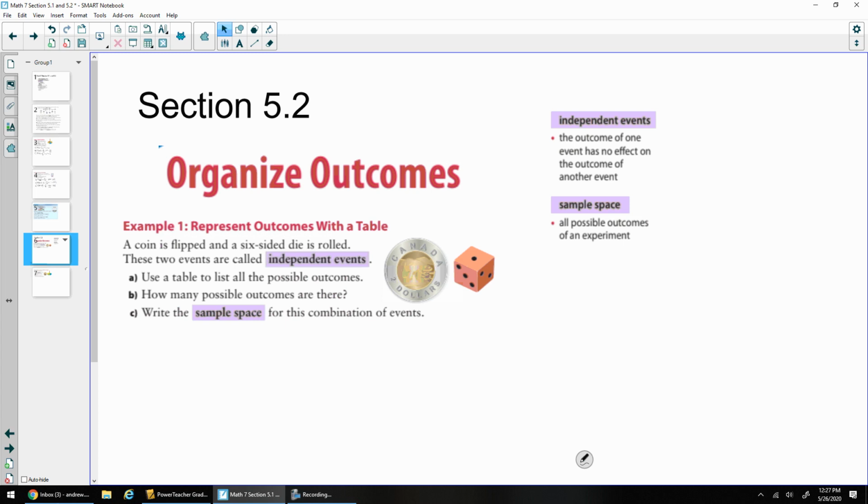So what if we're organizing outcomes, and what if there's more than one event happening? Right now we're going to be looking at independent events. Independent events are when the outcome of one event has no effect on the outcome of another event. For instance, if you flip a coin, the outcome that you get, heads or tails, has no impact on what number is rolled. So these are independent events. Their outcomes are not dependent on each other.